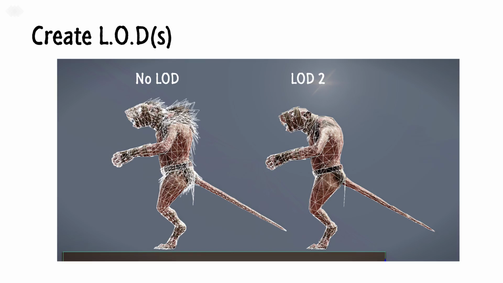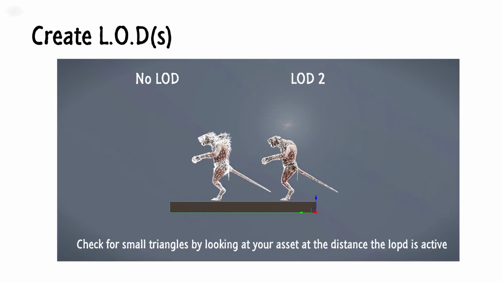Very often LODs are made only to reduce the amount of triangles. This is a huge problem, as we now know. So in order to make sure that your LOD step has fewer small triangles, you must look at the distance where it's turned on by the game. This is the only way to see what the camera will see.